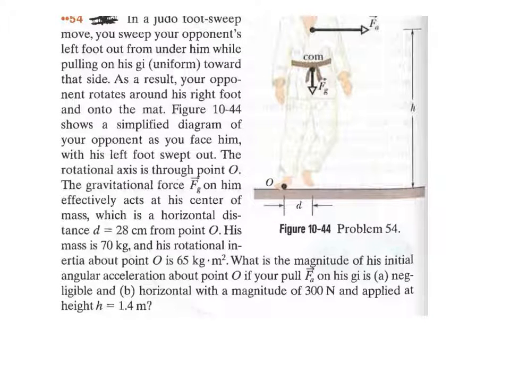So, a lot's going on here. You've already read this before? Yeah, we done. Okay, so to quickly summarize it, part A says, what if the force you apply pulling on the person's gi, right? So the gi? Yeah. When you pull on this, what if that force is negligible? What if there's really no force in part A? And then part B says, well, what if you pull with a certain force applied at a given height, h?